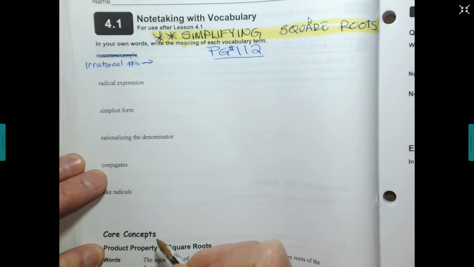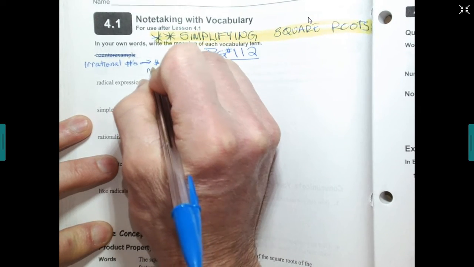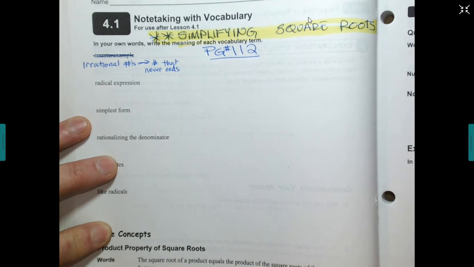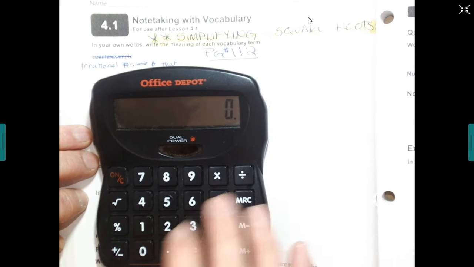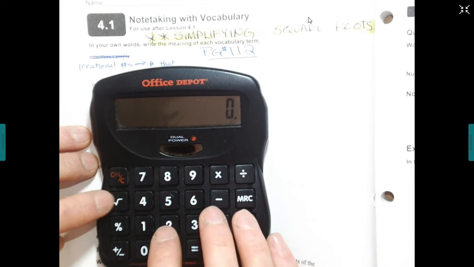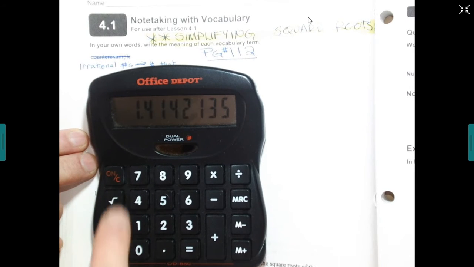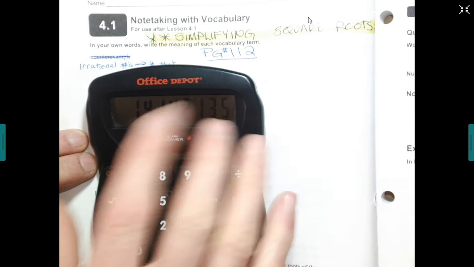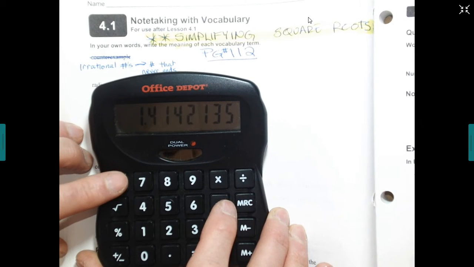An irrational number is a number that never ends. One that I can think of is pi, right? 3.14159. If we actually did that in here, it would go on forever. Another would be like the square root of 2. So if I do the square root of 2, I get 1.4142135, and it just keeps going. There's no end to this number. So that would be considered an irrational number.